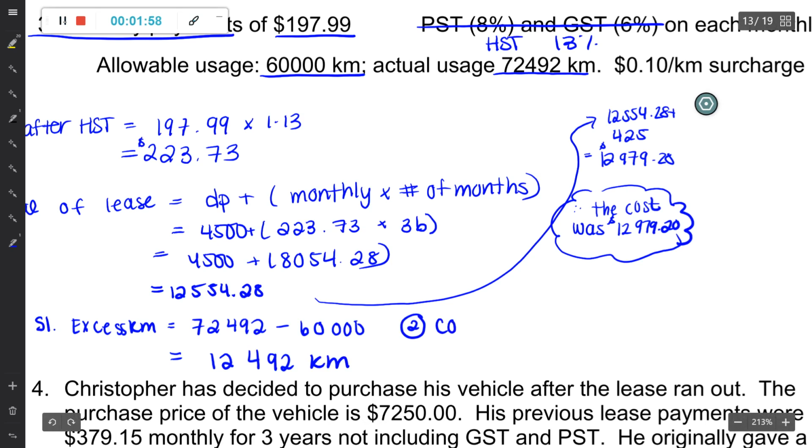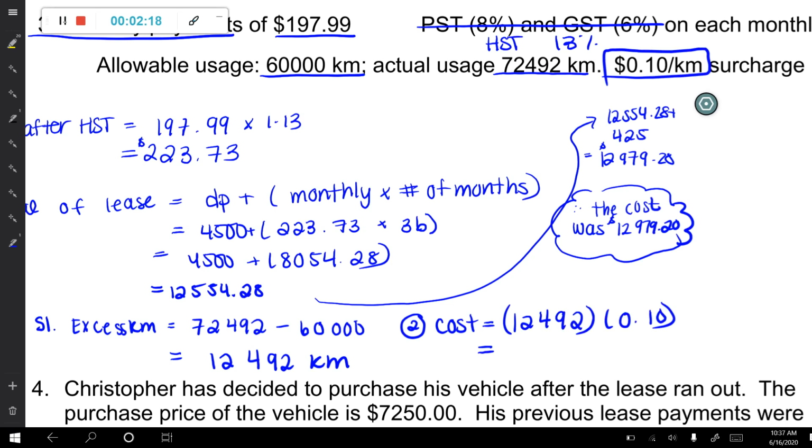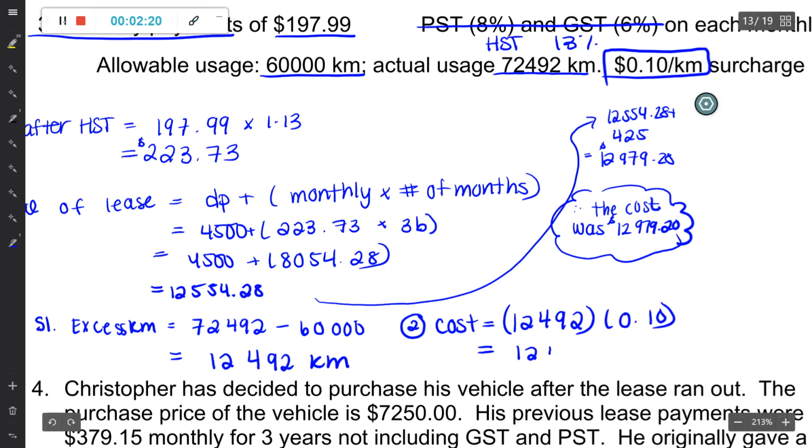So we're going to go here, do step 2. We're going to do cost is equal to how many extra he used, which was 12,492, multiplied by how much it costs per kilometer, and it says that it was 10 cents per kilometer. So we're going to put that in. Just plug that into your calculator, and you should get 1249.20.